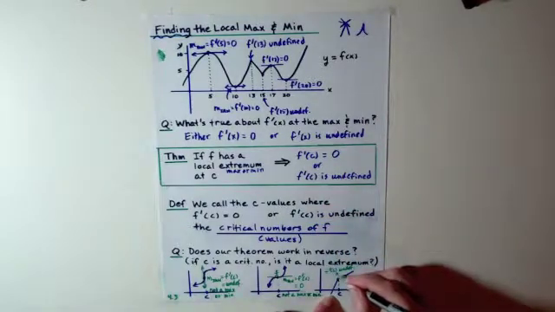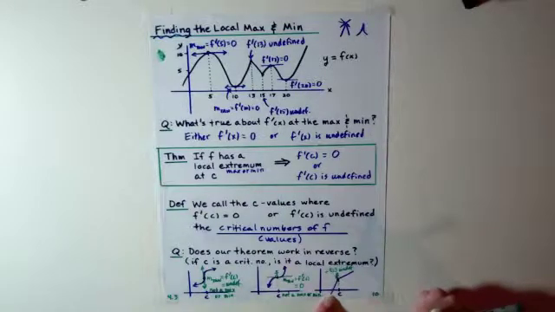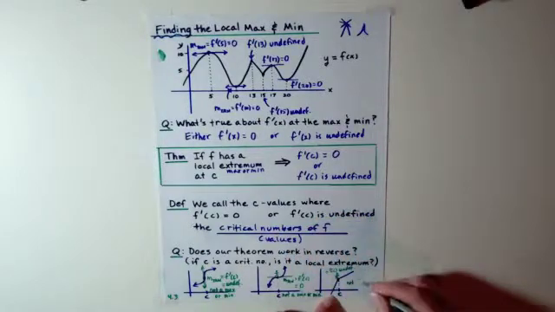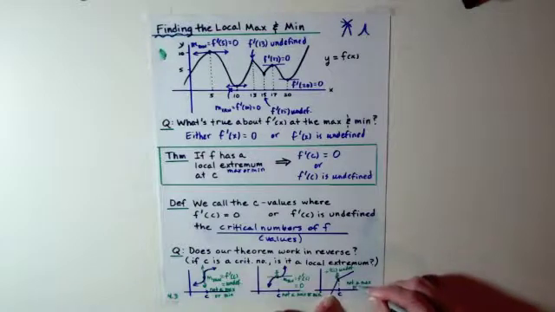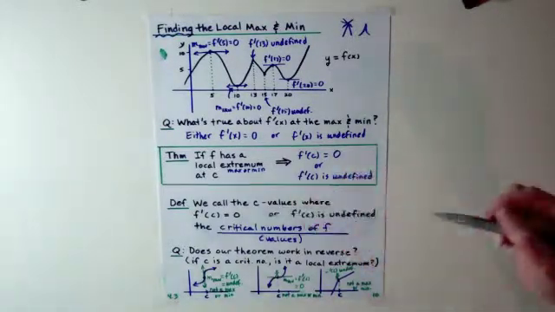But again, if you thought about standing right here, it's not a peak or a valley. It's not a maximum because there are points just to your right that are above you. And it's not a local minimum because there are points just to your left that are below you. So again, this is a critical number, but it's not a max or a min. It's not an extremum. So this theorem does not work in reverse.